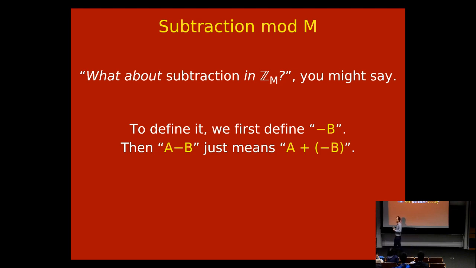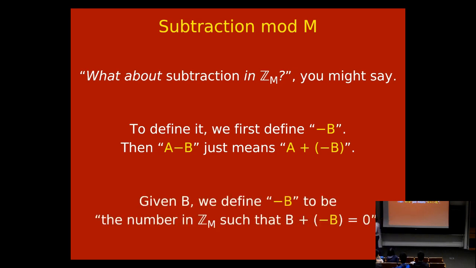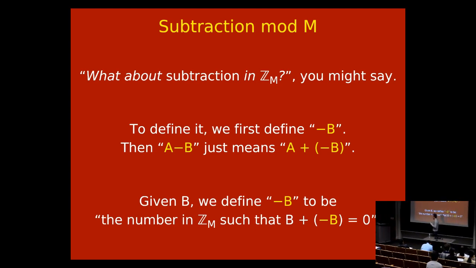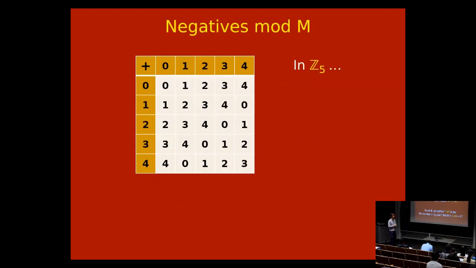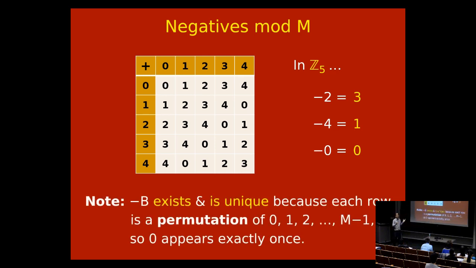One way you can define it is to take the regular negative over the integers and take it again mod m. But let's do it in a slightly different way. The way we can define negative b is just to say negative b is whatever number you need to add to b to get 0. In some ways, that's the definition of negative b, right? But we can do it by looking at this table. So in Z5, if I want to know what is negative 2, well, what is it? Yes, 3, because it's the number you need to add to get to 0. Or negative 4, you look until you find the 0, and negative 4 is 1. And negative 0 is 0. It's the same thing. You add 0 to get 0. OK, so that's great. Everything is fine.